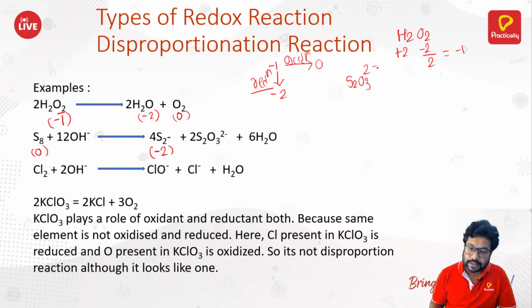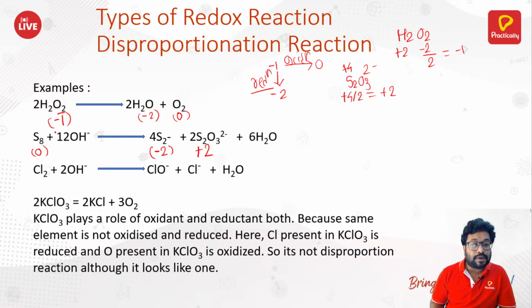S2O3 2-. Now, oxygen is 3 into 2, 6. 6 minus 2, 4. That means sulfur is present in a +4. But there are 2 sulfur, right? So, +4 divided by 2 is equal to +2. So, your sulfur is in a +2 oxidation state here.